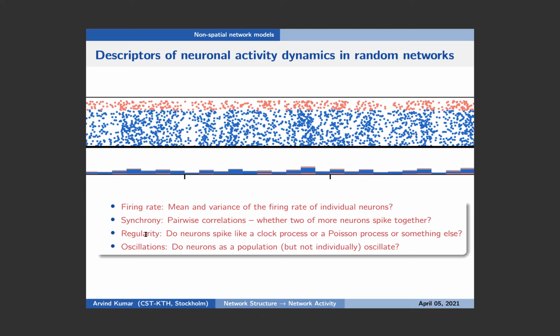A neuron can spike in a regular or irregular fashion, like a clock or a Poisson neuron. In the form of population, the population can oscillate and or synchronize. So this way, with these 4 parameters, we can capture both individual and population properties. So I'm going to restrict my discussion largely to these.